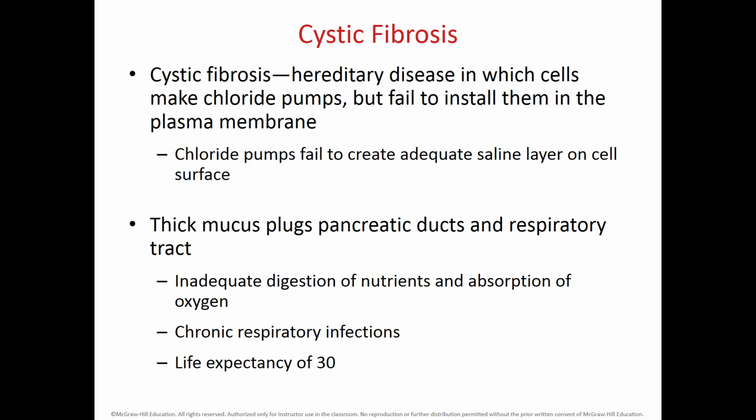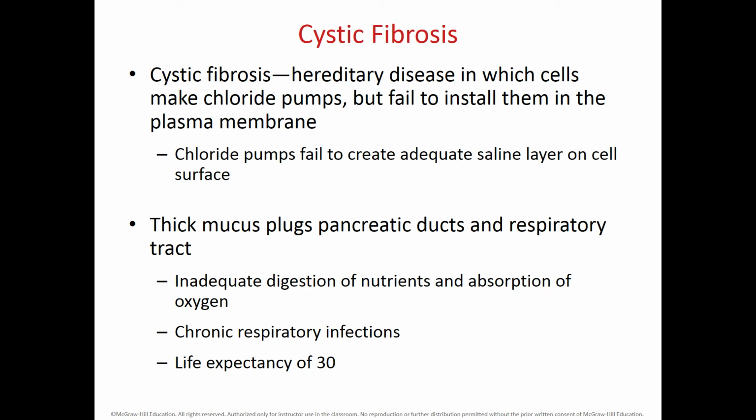So one of these ciliopathies, or diseases of the cilia, is known as cystic fibrosis. This is a hereditary disease in which the cells make these chloride pumps, but they fail to put them in the plasma membrane of the cilia. And then the chloride pumps cannot make a natural saline solution to top the cell surface, and then mucus will accumulate within the respiratory tract, within the reproductive tract, and within the pancreas.